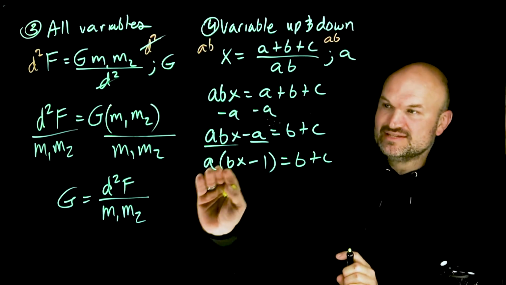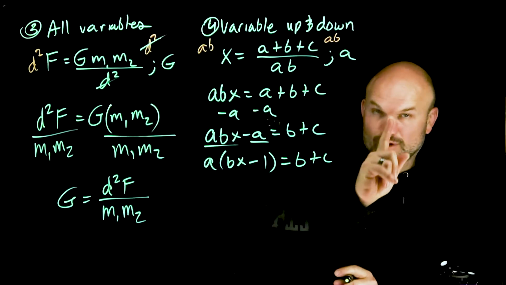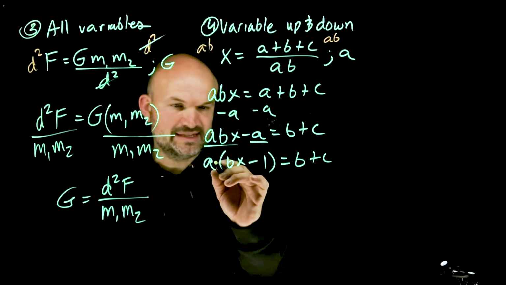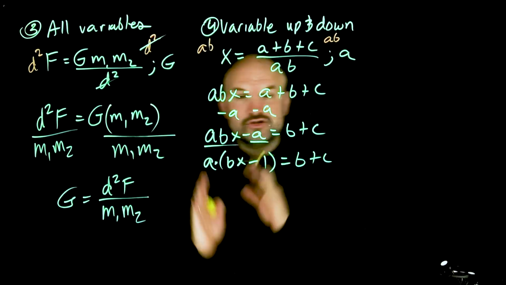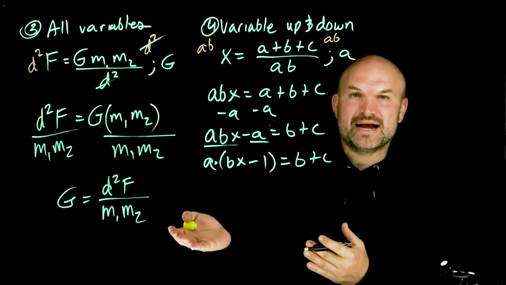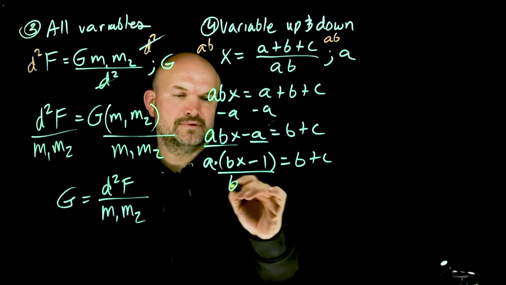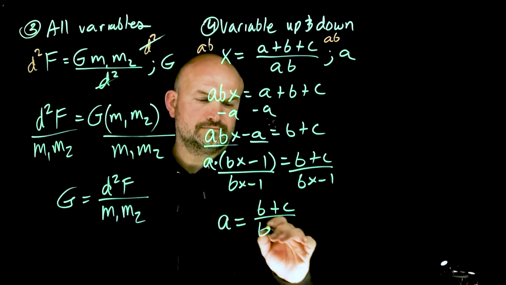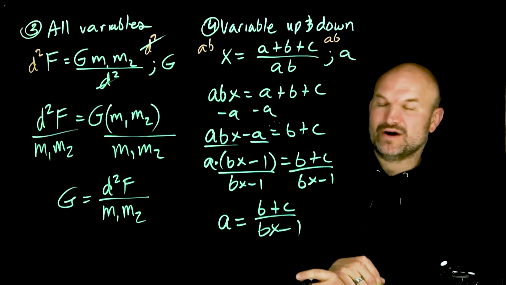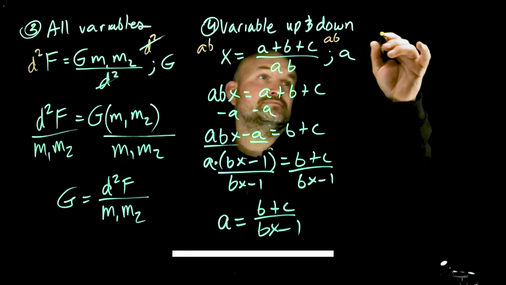Now, ladies and gentlemen, you can see that I only have one of those variables, and it's being multiplied by the expression bx minus 1. To go ahead and solve, I just need to divide by bx minus 1 on both sides. All right, so there we go, we solved for a, and now we're into our last one.